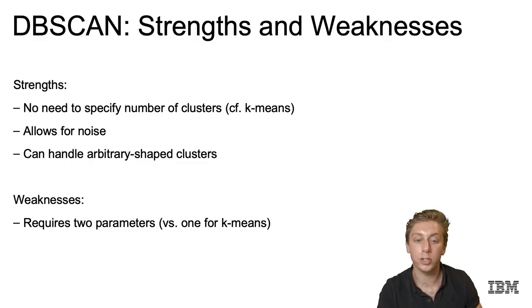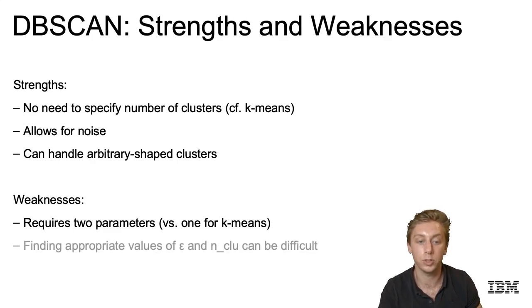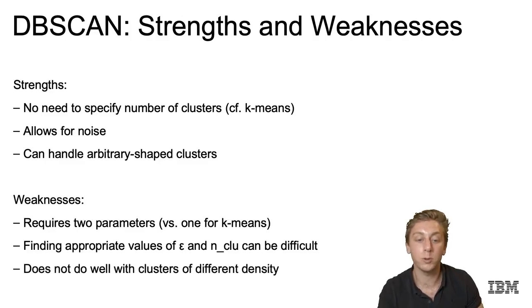Now some weaknesses. It's going to require 2 parameters, which means we need to search over more possible values to find that optimal solution. Also, those hyperparameters can be very difficult to fine-tune in higher dimensional space. And then finally, it will not do well with clusters of different density. So even if we have 2 clear groups, if for one group the points are about 5 units away from one another, and the other is 1 unit away, depending on our distance metric, it may be difficult to determine the differentiation between those 2 clusters.